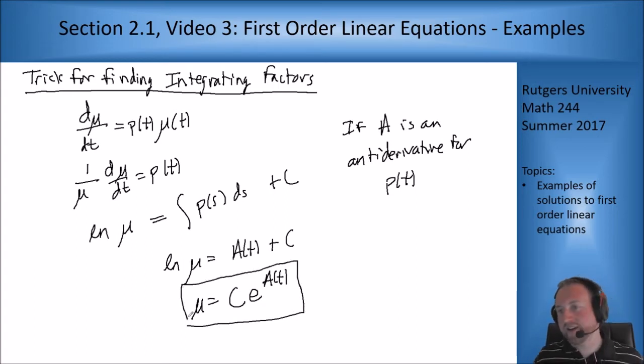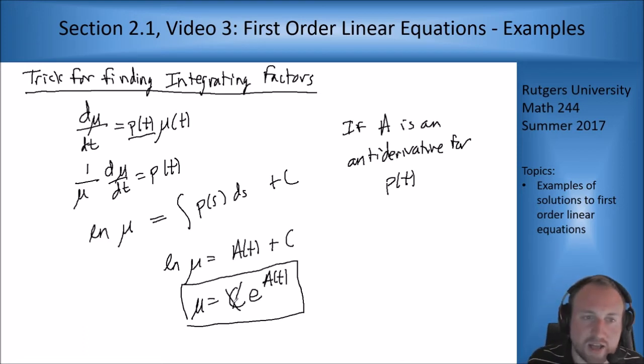And that's always the case. So the trick is I can just find an antiderivative for this p, and then my solution is just e to that antiderivative. I can ignore the constant. I can just set it to be 1. It doesn't matter. So I can just take my function p, find its antiderivative, and then my solution for the integrating factor is just e to the antiderivative of p. All right, so let's apply this in a few examples.